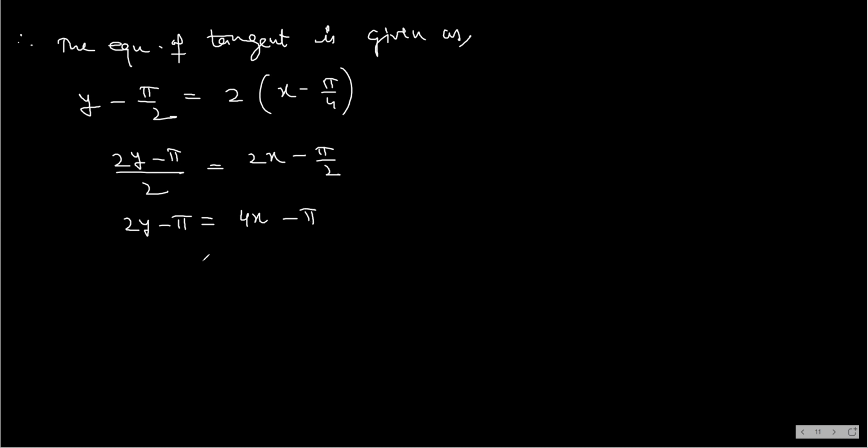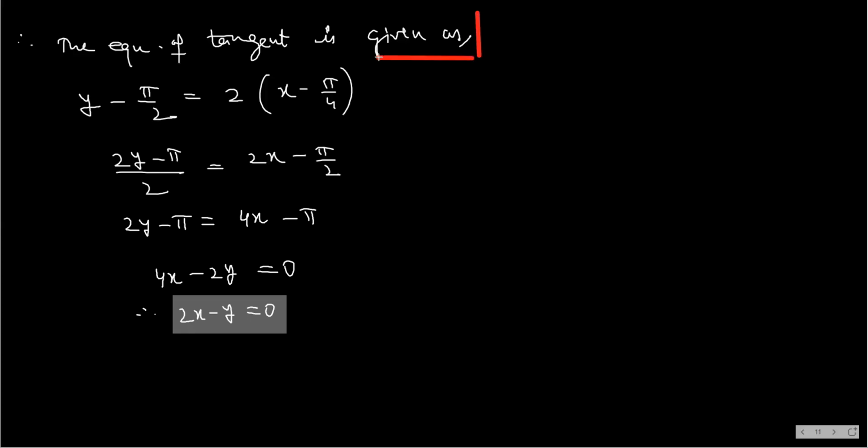What is the next step? This pi cancels. I get 4x minus 2y equals to 0. That is 2x minus y equals to 0. What is this? This is equation of tangent. Then we'll go for the equation of normal. See, students, for equation of normal, first you will have to get the slope of the normal. You will have to get the slope of the normal at the same point where you have the tangent.